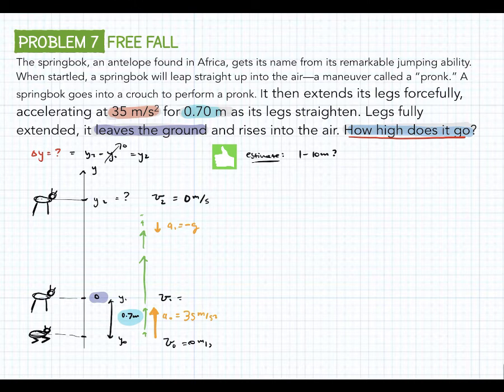Now, going to the equation we would want to use, we probably want to use the kinematics equation, because remember, these are all constant acceleration. We probably want to use the one that doesn't have time. We're going to need to know velocities and displacements.